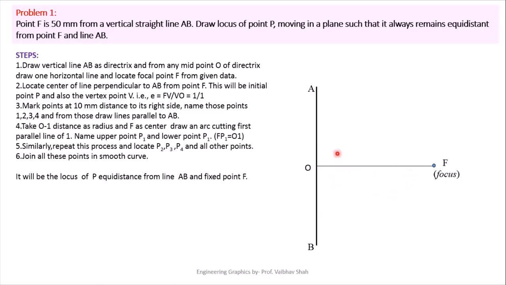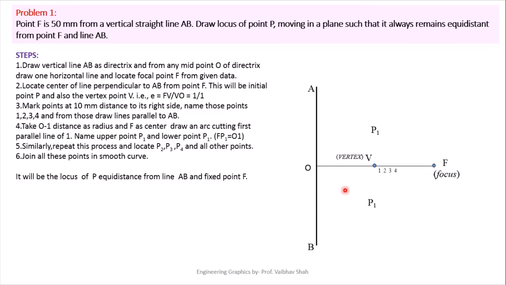Now, since this is a parabola, that means your eccentricity is equal to the focal point to vertex distance divided by the vertex to directrix distance. And for the case of parabola, we know that eccentricity is equal to 1. So we can always write it as 1 by 1. So that means the focal point to vertex distance is 1, and the vertex to directrix distance is also 1. That means both the distances are equal. So our vertex point will lie somewhere here at the midpoint of this F to O line. So let us find the midpoint of this FO line and denote this point as your vertex point B.